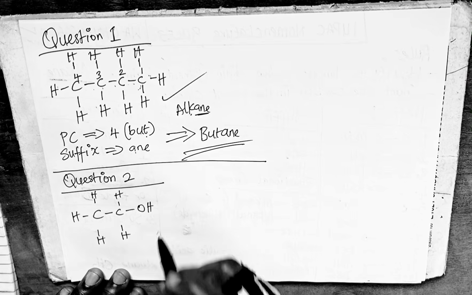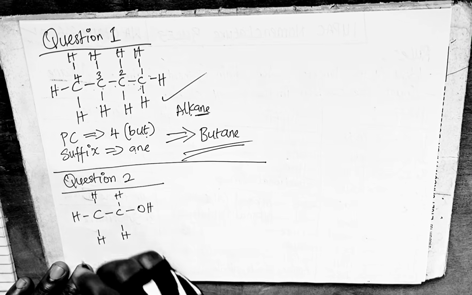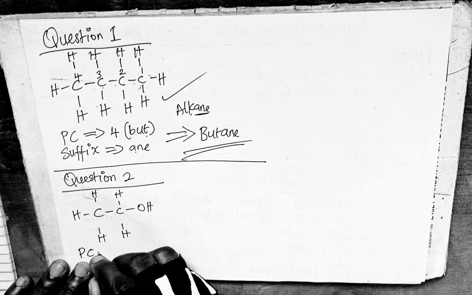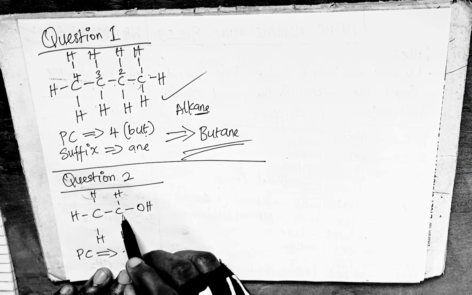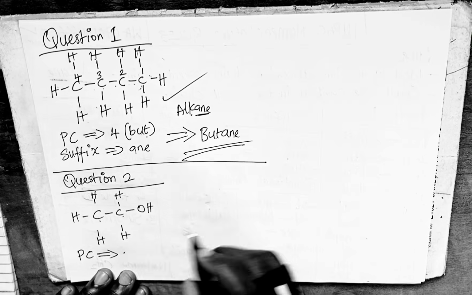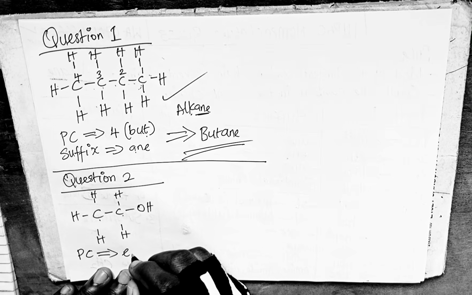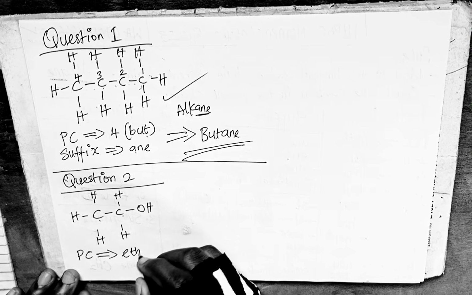So what do we do first? We count the longest continuous carbon to carbon chain to get the parent chain, PC, which is what? Parent chain is equal to, we count 1, 2. Okay, 2. The longest chain is 2. And 2 is what? Eth. That's the prefix. Okay, eth. So we now have eth because it's 2.